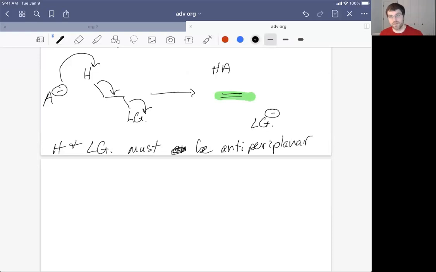Because the orbitals must be perfectly overlapped. Otherwise, you have to rely on a stepwise mechanism involving multiple intermediates, as opposed to this nice concerted elimination.